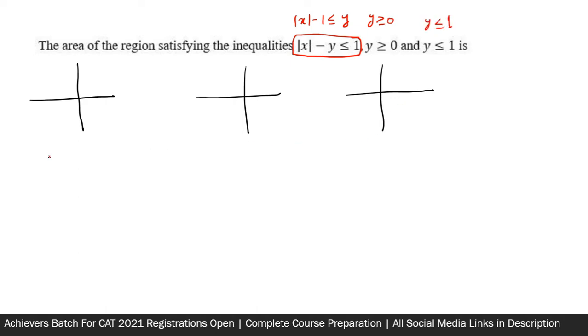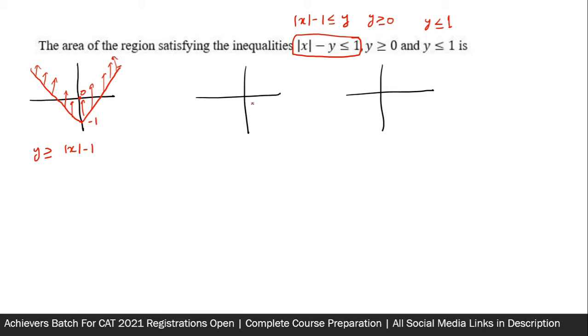Okay, so let us see what if y is greater than mod x minus 1. So what is the graph of mod x minus 1? The graph of mod x minus 1 is symmetric about y-axis, where this is origin and this is minus 1. Okay, so this is the graph of mod x minus 1. Now you want y to be greater than this. That means all the values above the line. Okay, so this entire region is what is wanted.